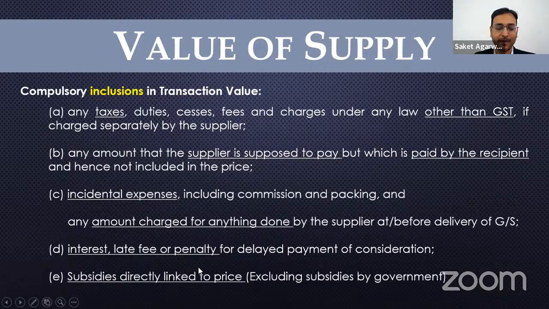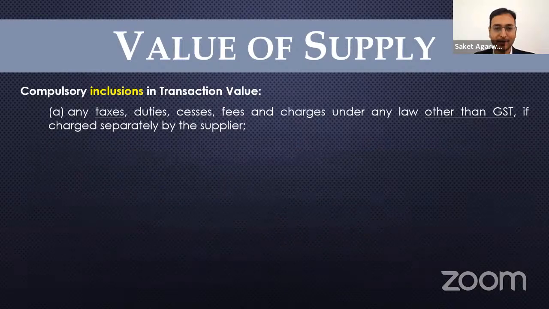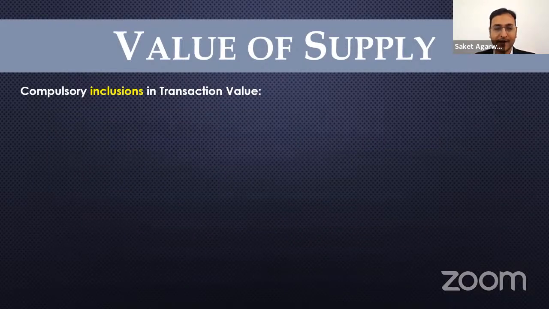The last one, subsidies directly linked to price, excluding subsidies by government. This also has to be included. Okay, this is a little confusing. Listen to this carefully. Subsidies directly linked to the price, excluding subsidies by government. Okay, let's first take an example of this. What is an example for this?